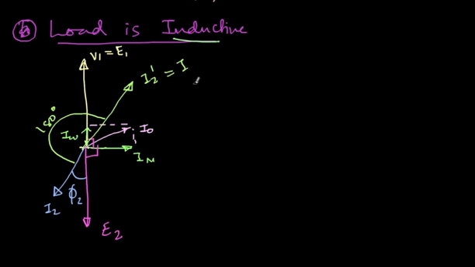So let me not write it here. 180 degrees. Now let me add these two. And then finally I'll get I1. And this angle between I1 and V1 is phi 1. So this is the input power factor.